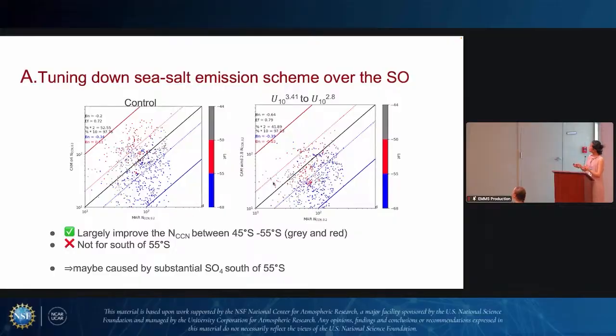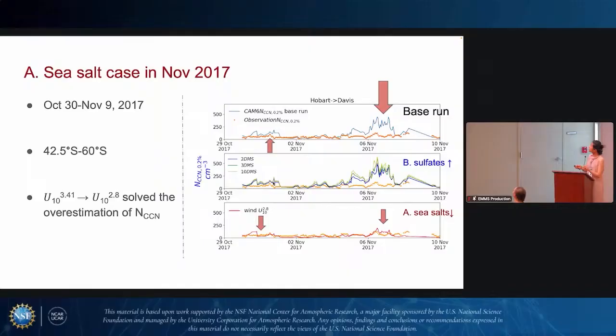As a quite typical case for sea salt, in this early spring of 2017, I plotted the time series of the observation in orange and the base run in blue: base run on the top, update of sulfate in the middle, update of sea salt in the bottom.